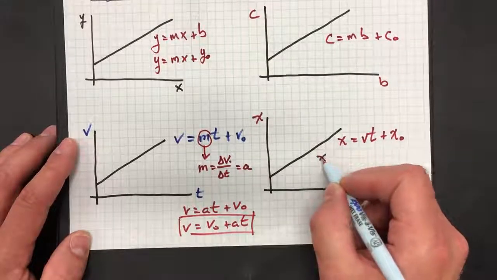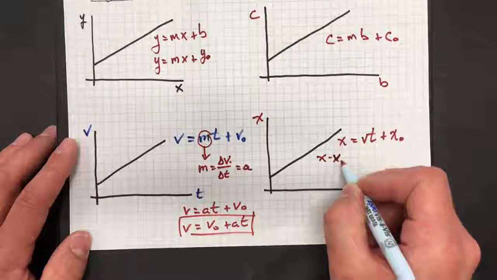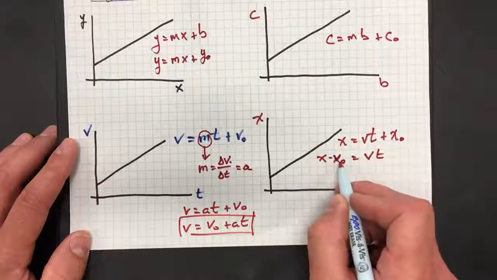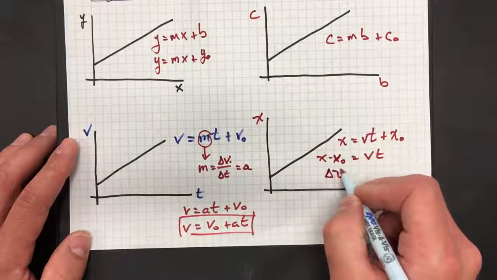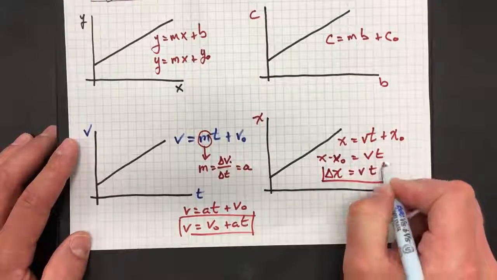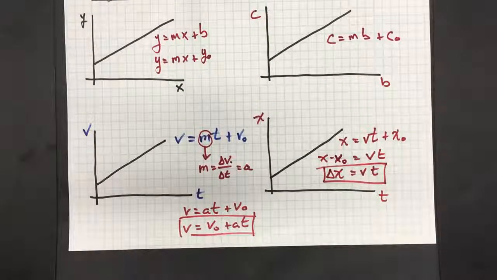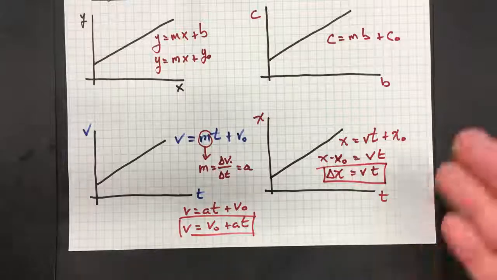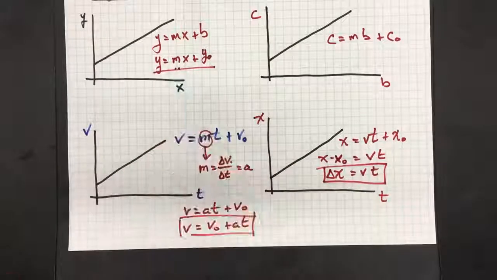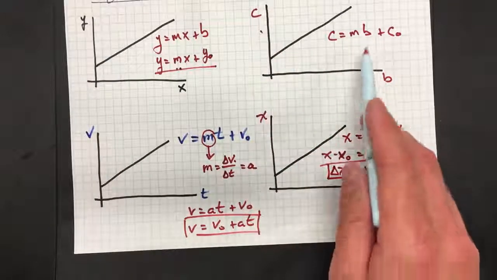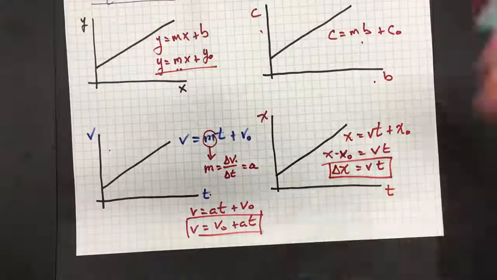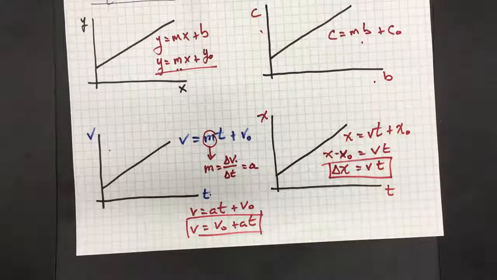If we make a couple rearrangements here, we can see that we get the change in position, or displacement, is equal to the velocity times the time. Another familiar equation. So you really just replace the form that you get in math with the specific variables, and then figure out what the meaning of the slope is.